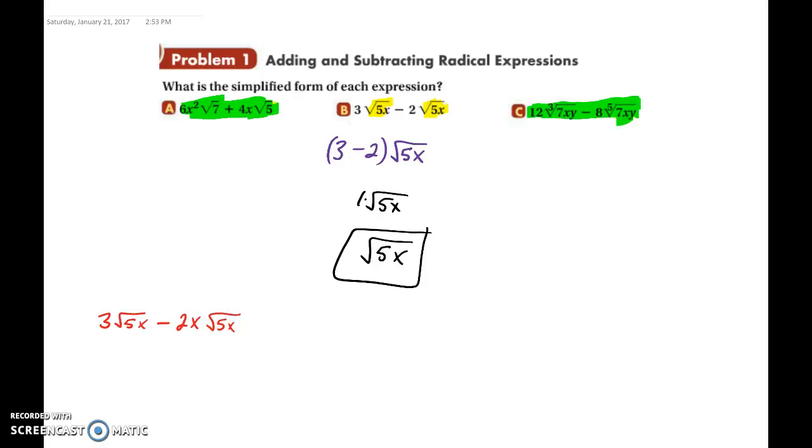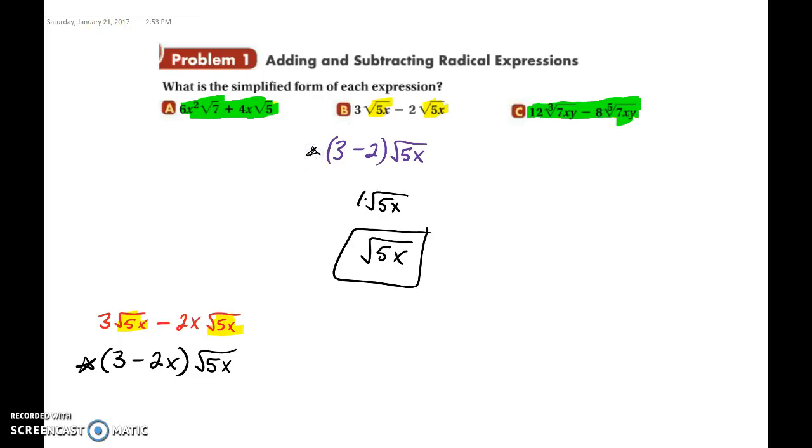So here we still have the same radical, where the index and radicand are both the same. So we will combine the numbers out front. But since 3 and 2x are not like terms, this is how you would write your final answer. You would write it in parentheses, 3 minus 2x, times the square root of 5x. So you would still rewrite it as 1, but you'll just put what you're subtracting in parentheses. So you just leave it at this point.